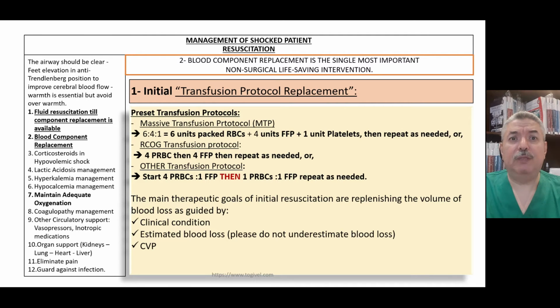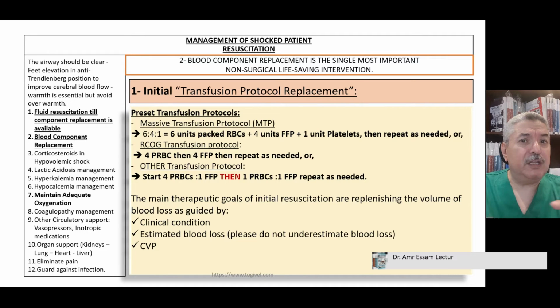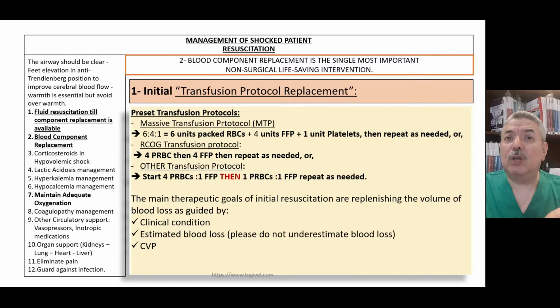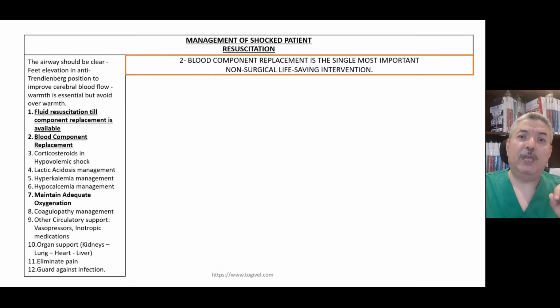This is obsolete, finished. So the mistakes here in resuscitation that will make the patient deteriorate are: either you gave more than 2 liters crystalloids, you gave more than 1.5 liters colloids, or you transfused whole blood, or you are transfusing packed RBCs without clotting factors at all. So all these are to be avoided.